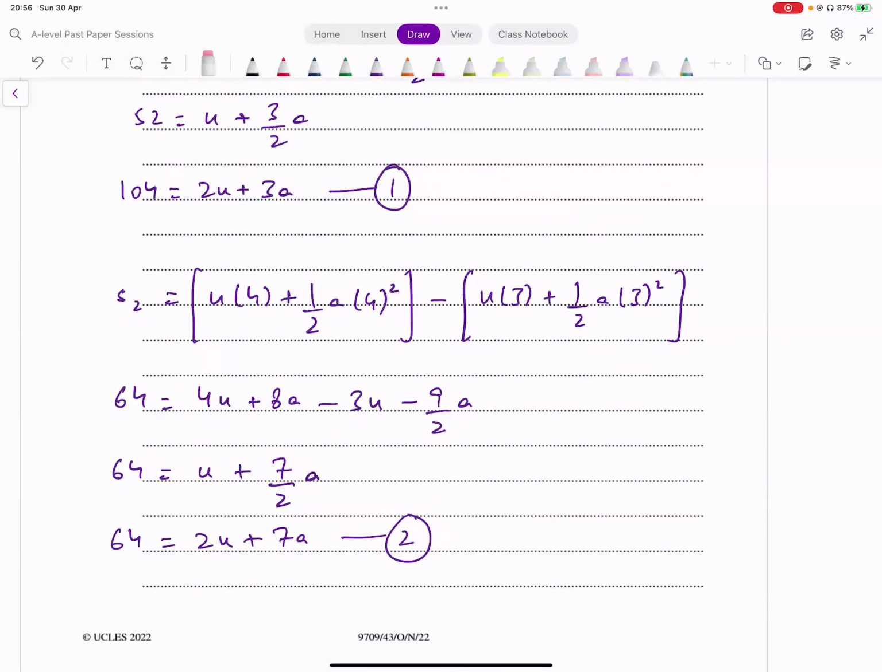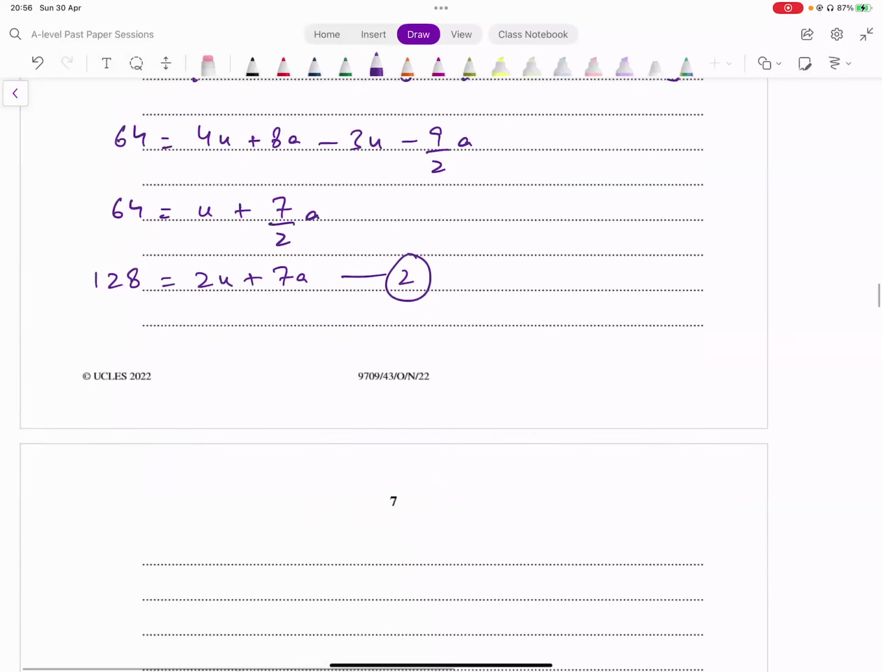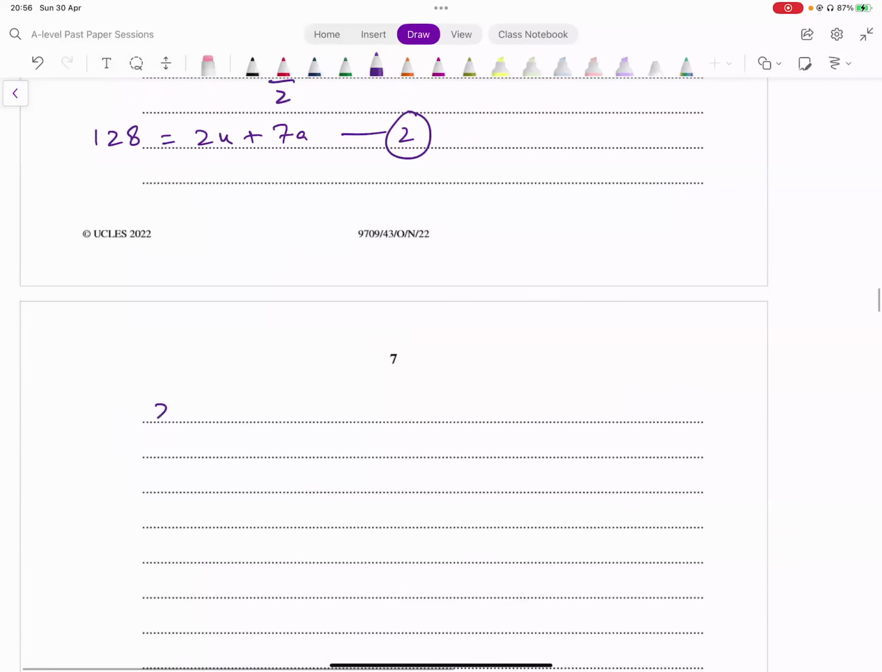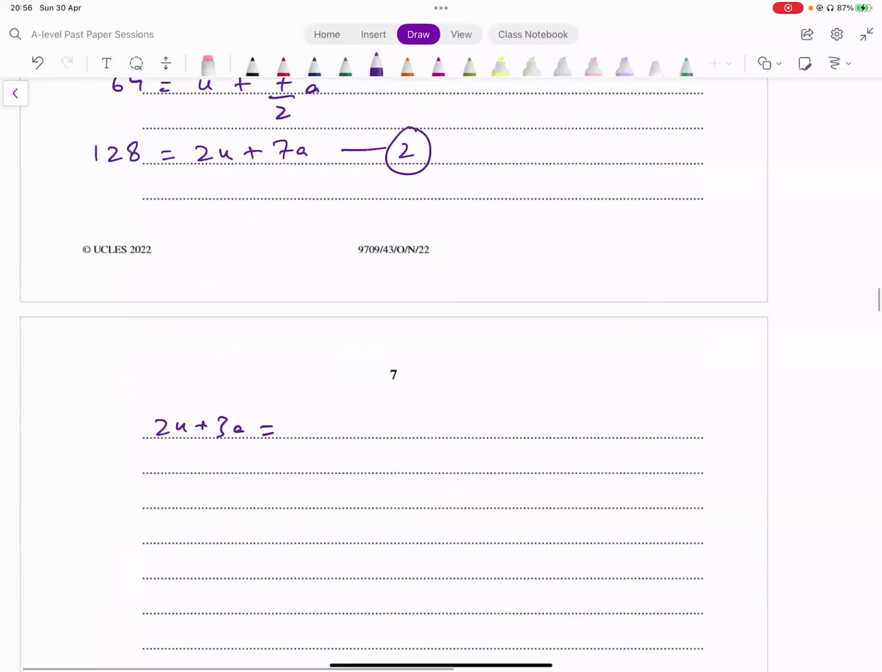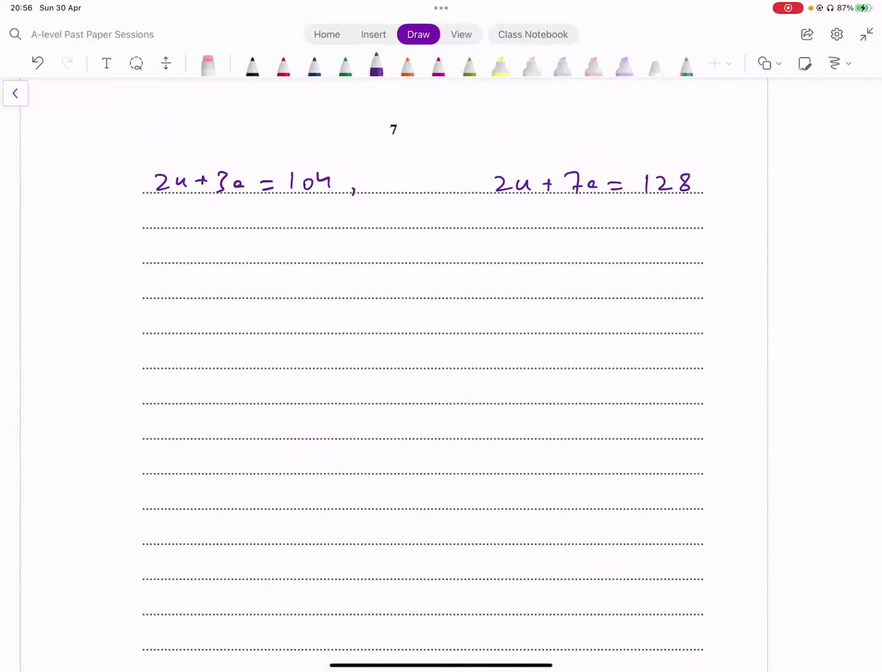Okay, sorry about this. So I multiplied by 2 here. मैंने 64 को 2 से multiply नहीं किया. This should have been 128 here. Okay. So now if we solve these two simultaneous equations, 2u plus 3a equal to 104, and 2u plus 7a equals 128, we can find the values for u and a from this.